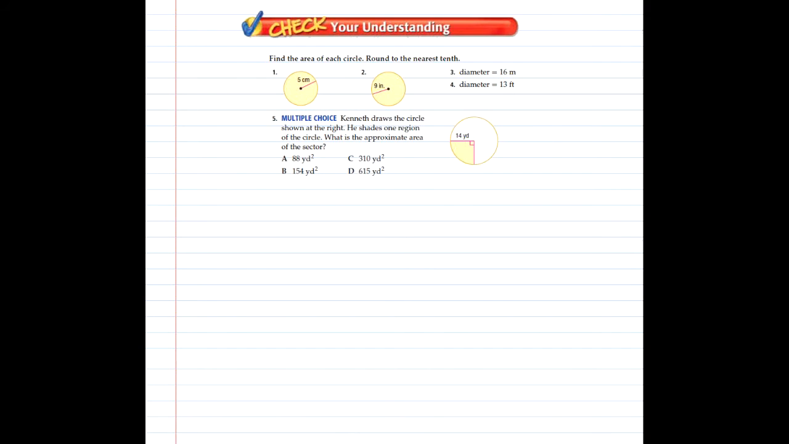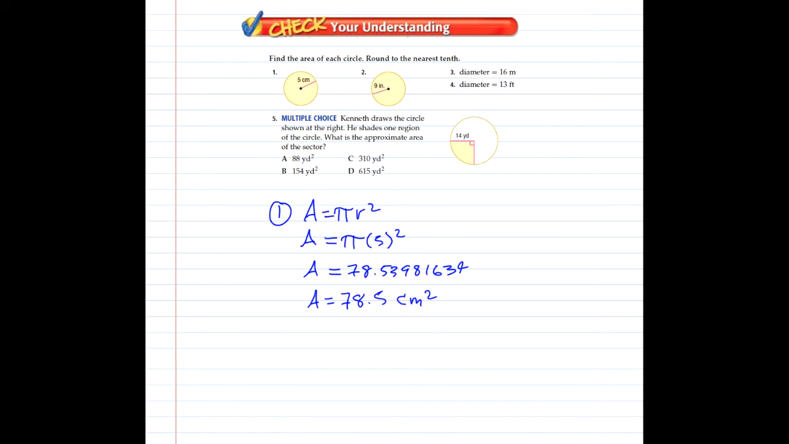Check for understanding. Find the area of each circle, round to the nearest tenth. And number 1, area equals pi r squared. Pi times 5 squared gives me an area of 78.5398. This is what I get when I use my pi key. I get these big long numbers, which isn't a problem because I'm using a calculator. I then round that to the nearest tenth. It becomes 78.5, in this case, centimeters squared.